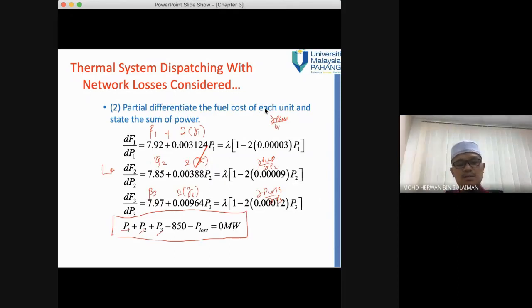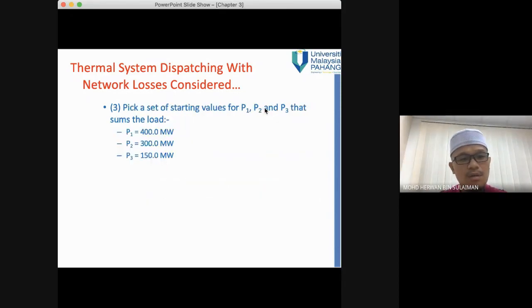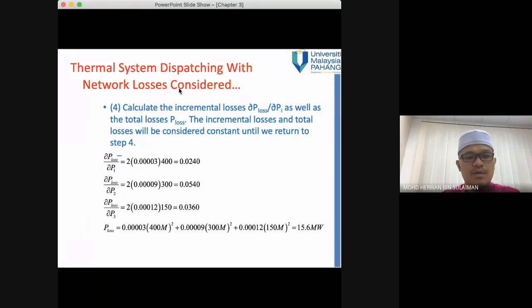Okay, so next. Normally the starting value is given in the exam, so you just use the initial value given by the question. Let's say P1 is 400, P2 is 300, P3 is 150. When you sum this power generation, you get 850 megawatts. So we pick this value for the starting value, and then you need to calculate your P loss.